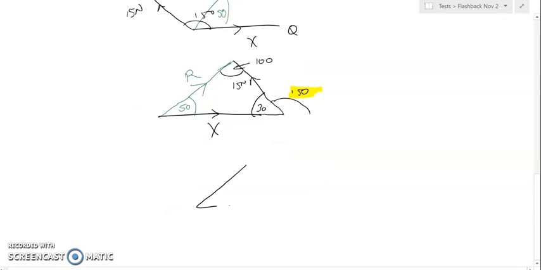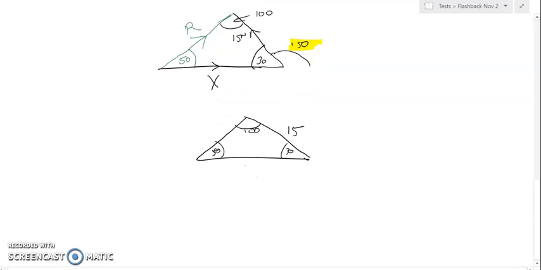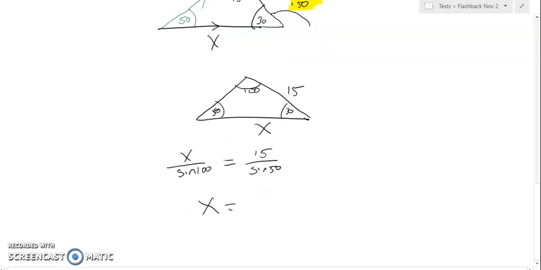So now what we've got here, if I redraw it, we've got a triangle where we know all three angles, and we also know one of the sides. We know that this is 15. So using sine rule, I could now work out x. So I can say x over sine 100 is equal to 15 over sine 50. Rearrange that and you should get x is equal to 19.28. Just like before. And so the answer is 19.3 newtons.